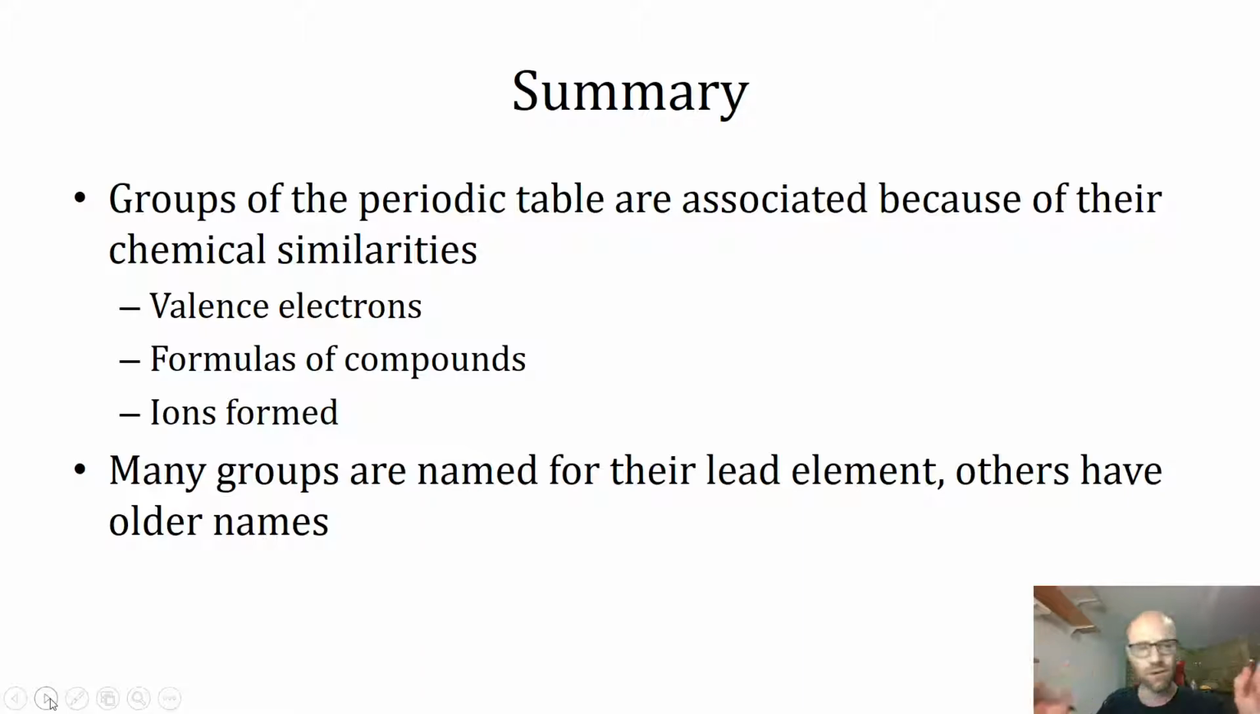So to round all of this information off, the general idea is that groups of the periodic table are associated with each other because of their valence electrons and how they chemically react. Not to say they react the same way, but in terms of the molecules and compounds they make, you see a similarity there. Many of the groups are named for the element at the top, or some of them have some older names, but in general you still see that familiarity of properties.